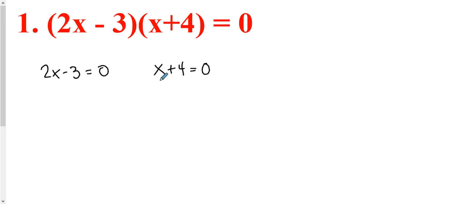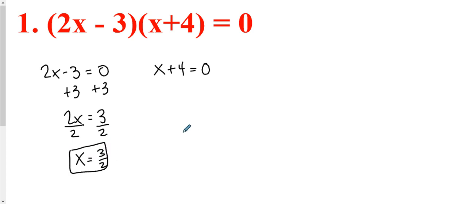This allows us to use the zero product property to solve for x. That's the whole point of Unit 3. We're solving for x. To get x by itself, I'm going to use my reverse order of operations. So I'm going to start by adding 3 to both sides. That gives me 2x equals 3. And then I'm going to divide both sides by 2. So x equals 3 over 2. That's one solution to this problem.